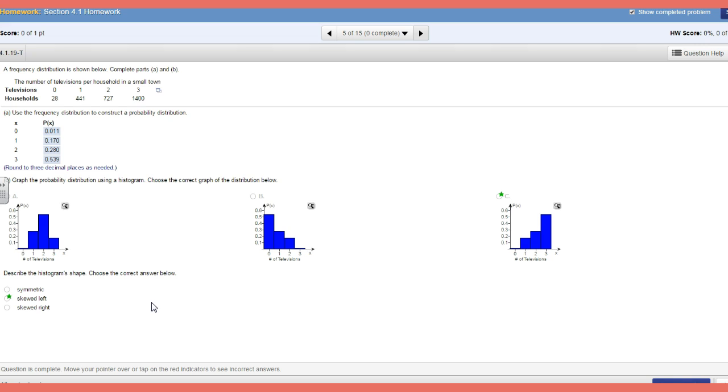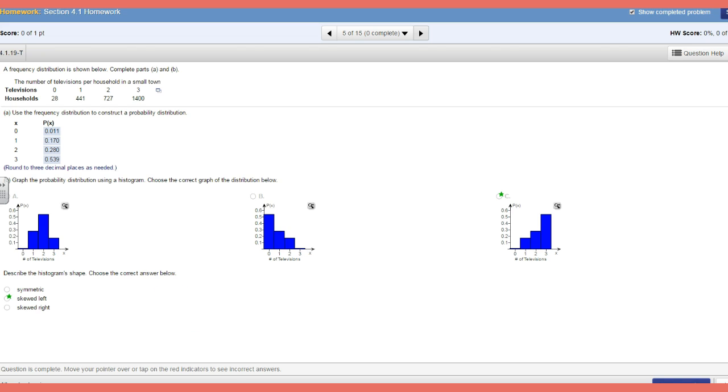In this session, we will be covering how to construct a probability distribution table given a frequency distribution. We're going to be talking about discrete and continuous random variables as well. In this question, a frequency distribution is shown below, and it tells me how many households have 0 televisions, 1 television, 2 televisions, and 3 televisions. And they ask me to find and construct the probability distribution.